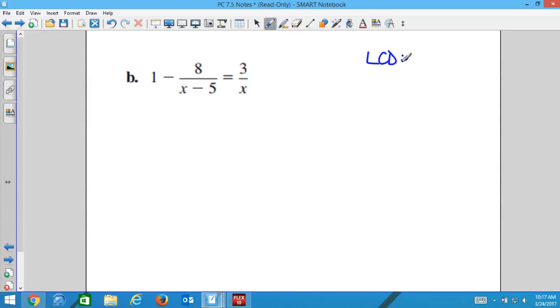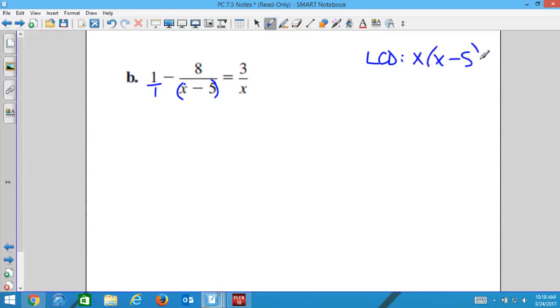So we look at the denominators. This first denominator is 1. The second denominator is x minus 5, and the third denominator is x. This is an entire binomial. It is not two separate things. It is one term, x minus 5. So does it have anything in common right now? Since it doesn't have anything in common, the lowest common denominator would be multiplying them all together.